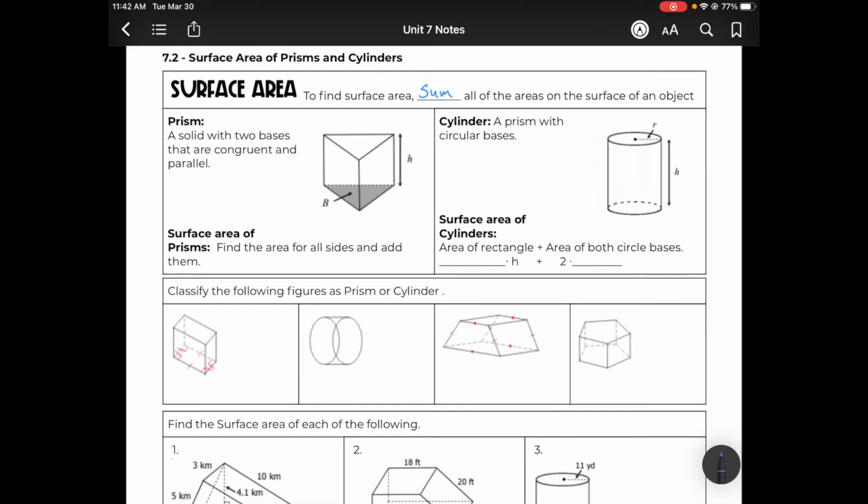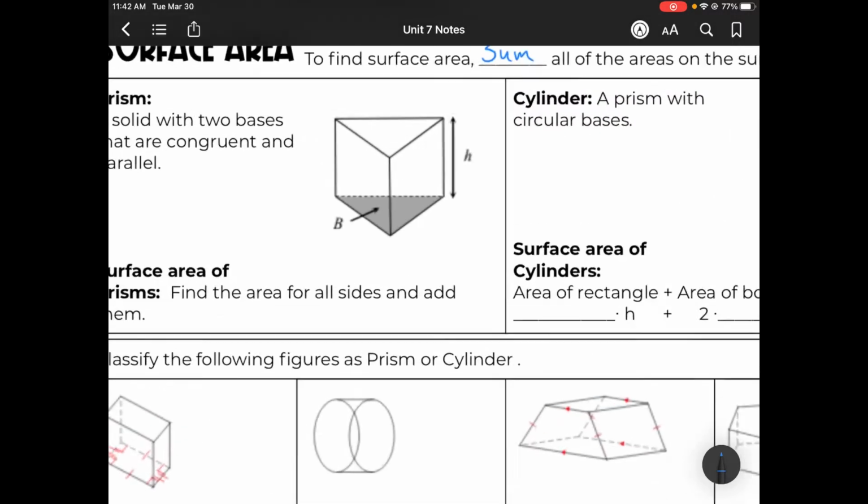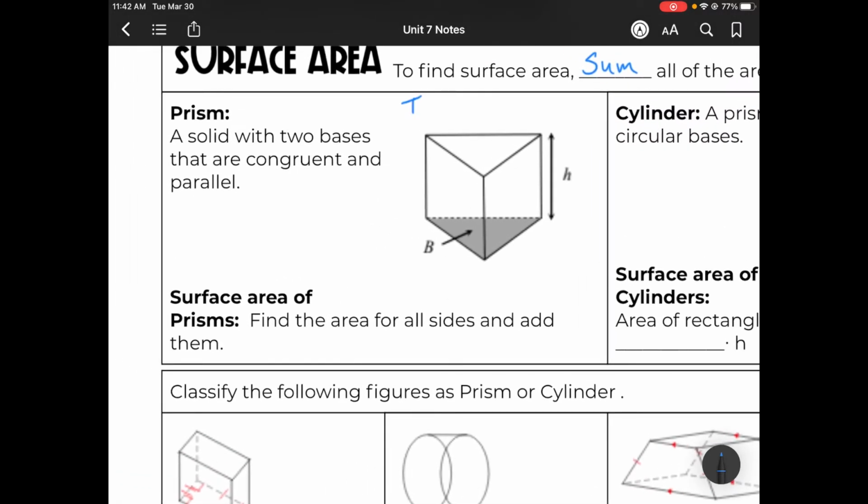So the first 3D object we're going to look at is called a prism. A prism is a solid with two bases that are congruent and parallel. Now, this is an example of what we would call a triangular prism, because the bases are these two triangles, these two congruent parallel polygons or shapes. So we've got one on top, one on bottom.